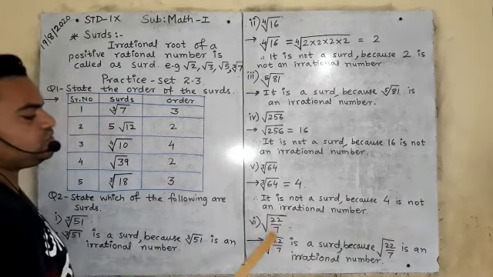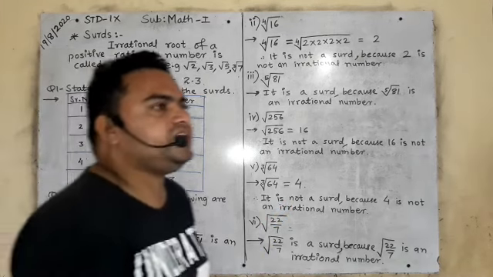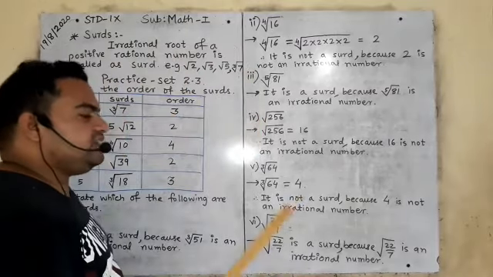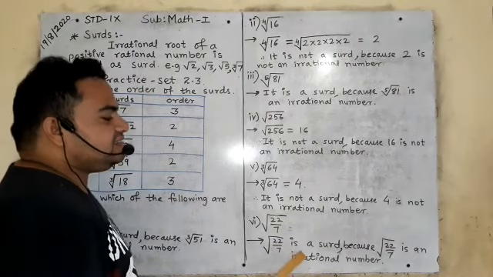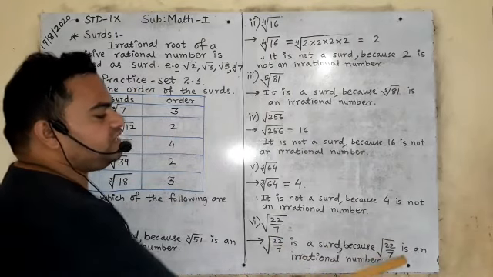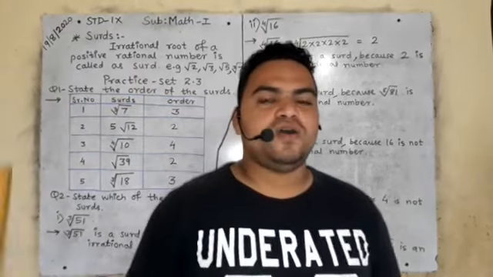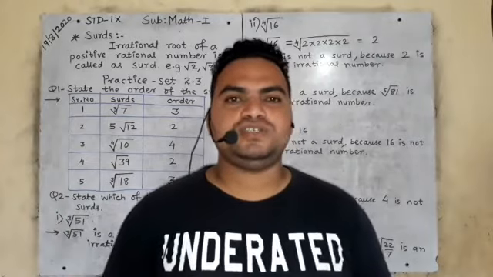Now look here, square root of 22 upon 7. It is a surd. Directly you will say, because the value of 22 upon 7 is 3.1444, like this. So this is a surd because root 22 upon 7 is an irrational number. I hope you understood what is not a surd and what is a surd. Okay, now we will see the next question.